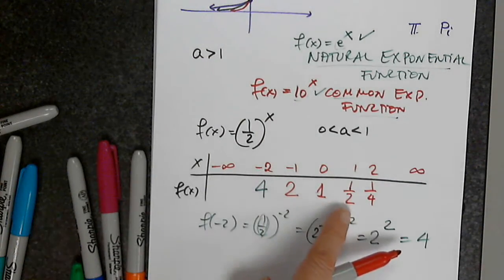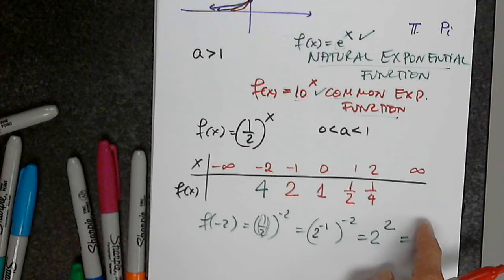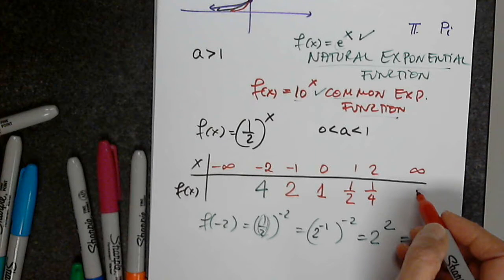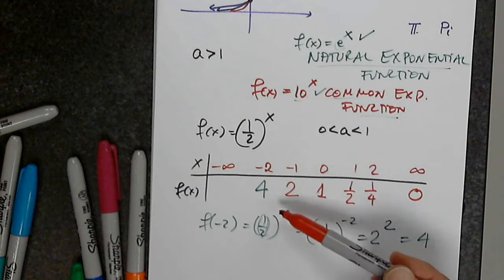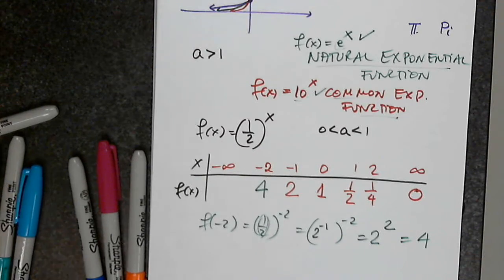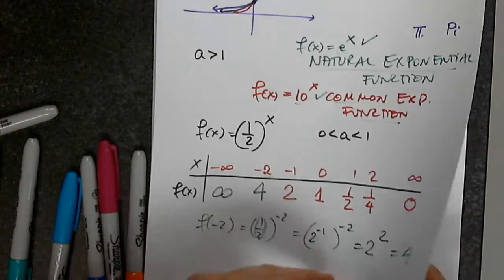Let's see where we're going this way: 4, 2, 1, 1/2, 1/4, 1/8, 1/16, 1/32, 1/64, 1/1,000,000. Where am I going? Towards what? Excellent. Cannot be negative. Awesome. Now going the other direction: 1, 2, 4, 8, 16, 32, 64. Where am I going? Excellent. So let's graph this function now.